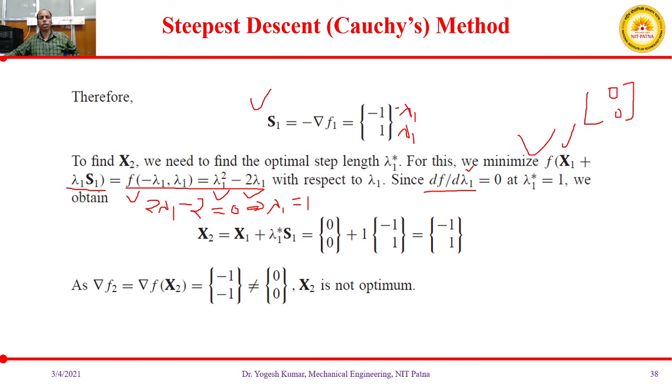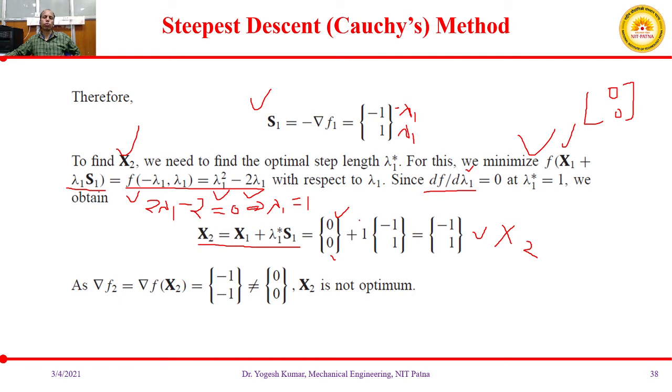Once we have calculated the value of lambda 1, we can easily calculate the next point, that is the next set of variables, which will be x2. So this will be x1 plus lambda 1 s1. Put these values: x1 is 0 comma 0, lambda 1 is 1, and s1 is minus 1, 1. So we have the next set of values, that is x2 is equal to minus 1, 1.